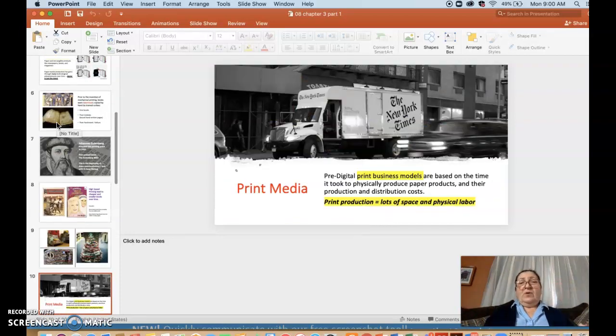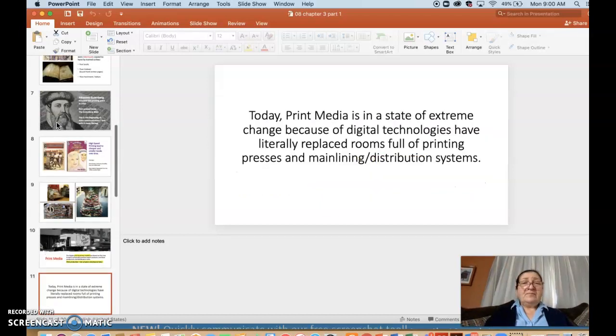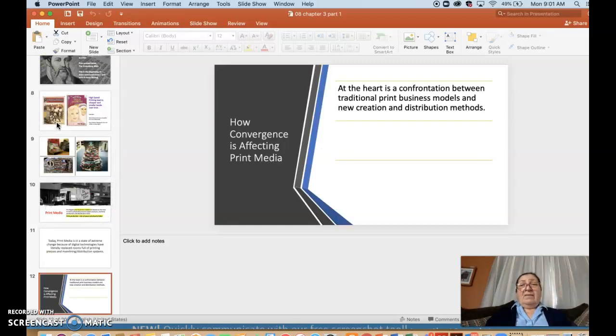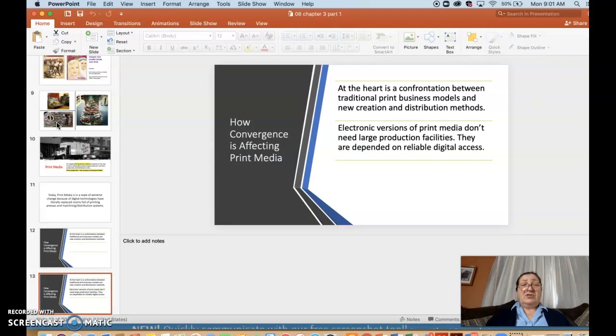And so now we live in a world where both books and newspapers and electronic media exist. To make print media, you need material, you need labor, you need time and money. Print media is in a state of extreme change because the digital version of it is competing against it, trying to replace the rooms full of printing presses and distribution systems. So there is convergence in these media as well. At the heart is a confrontation between printing presses and the new creation and distribution model.